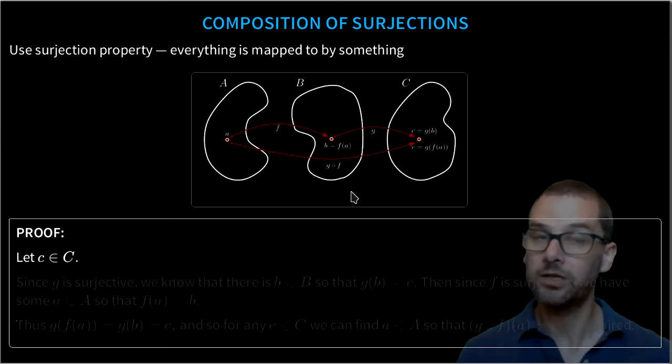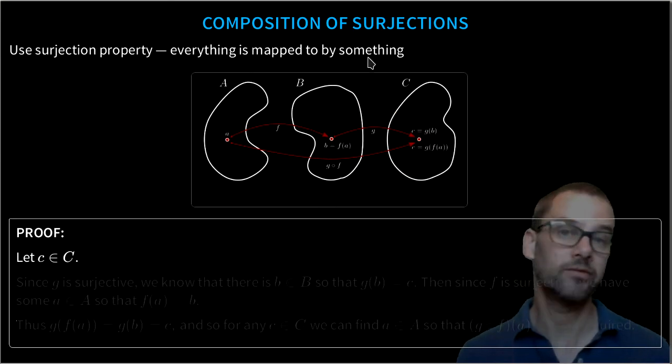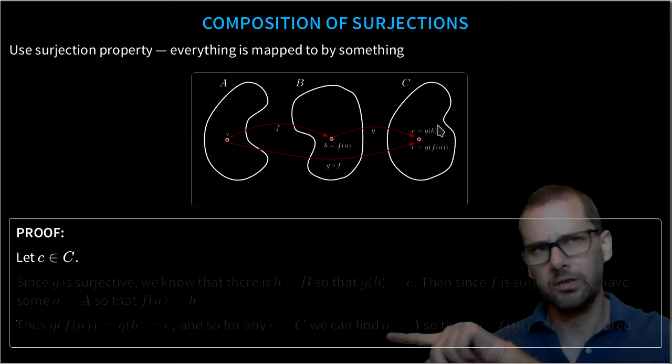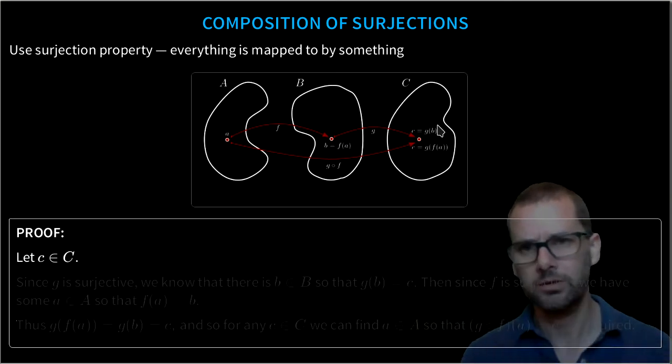Now, for composition of surjections, we use the property that everything is mapped to by something, and instead of going forward, we're going to go backward to make the proof work.